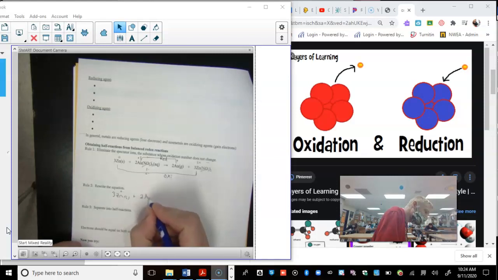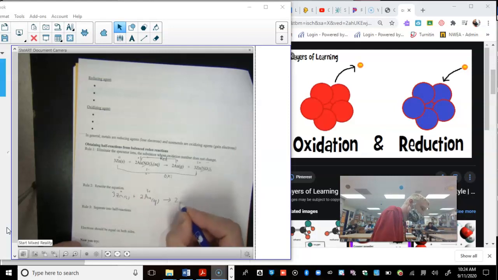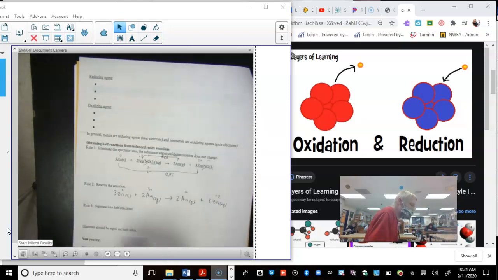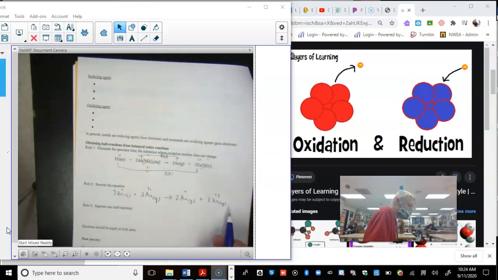Plus 2Au3+ aqueous, and then we've got 2Au gaseous, 0, plus 3 zinc 2+, and I'm just going to assume that's aqueous. Actually, no, I'm not assuming. I know that anything that's a nitrate is aqueous, because I know my solubility table. Alright, so then we already identified what was oxidized and what was reduced. So separate into half reactions.